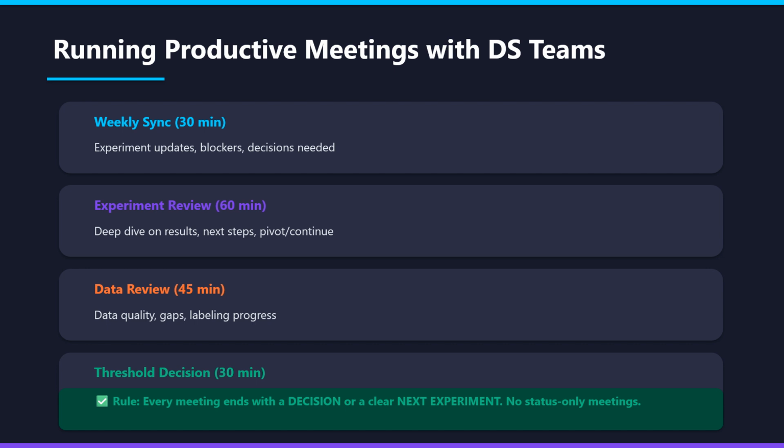The golden rule for all of these is that every meeting ends with either a decision or a clear next experiment, right? If you leave a meeting without one of those, the meeting was wasted. So no status-only meetings. Status goes in Slack or your project tracker. That's it.